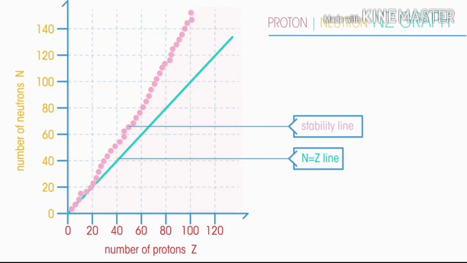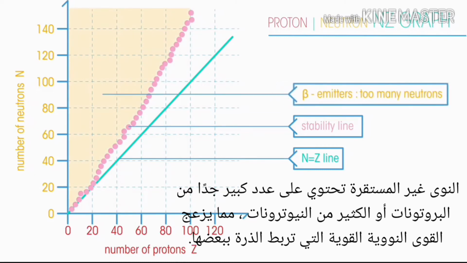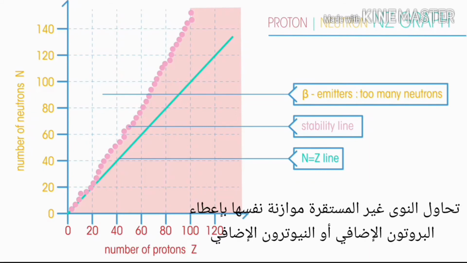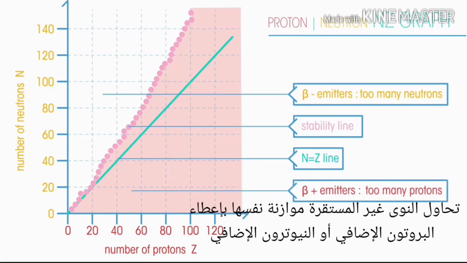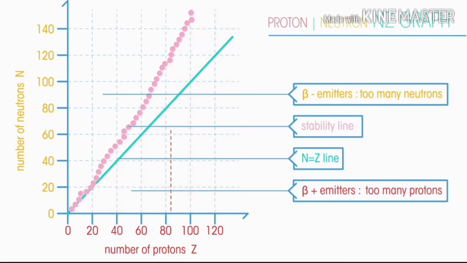A radioisotope that lies to the left of the stability line has too many neutrons and is likely to undergo beta minus decay, so give off electrons. A radioisotope that lies to the right of the stability line has too many protons and is likely to undergo beta plus decay, so give off positrons. If particles have a high number of protons, usually more than 82, they are likely to undergo alpha decay.